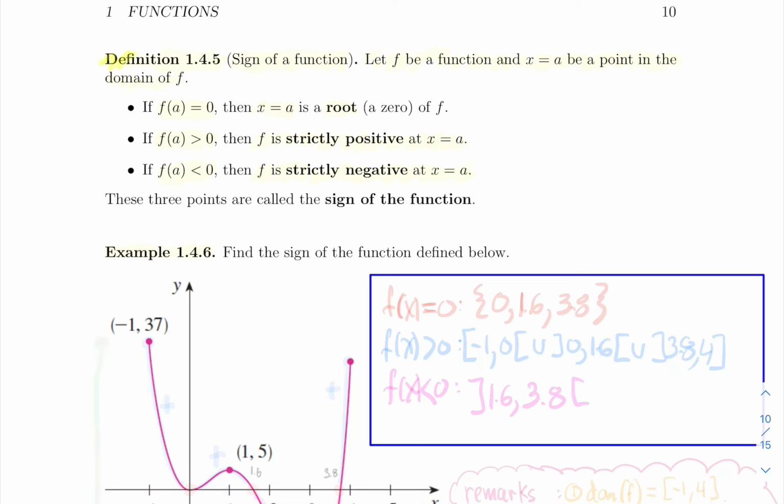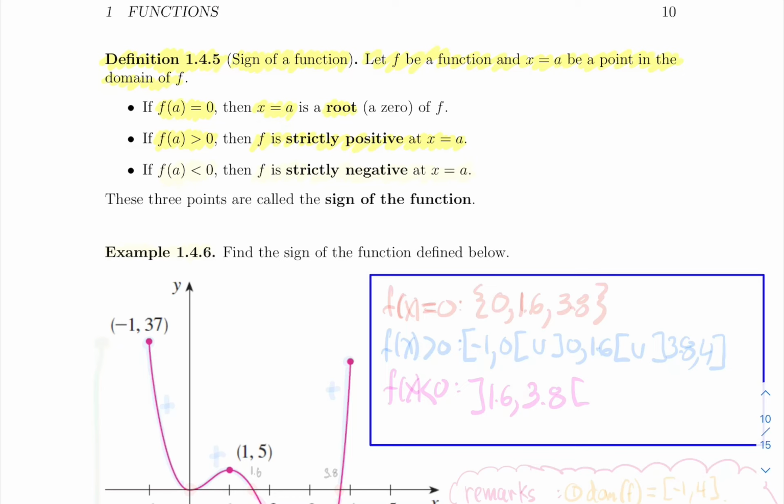So first, definition 1.4.5, we're talking about the sign of a function. Let f be a function and let x equal a be a point inside the domain of f. If the value of that function at a is equal to 0, we say that a is a 0 or root for the function. If the output at a is strictly bigger than 0, we say that f is strictly positive at x equal a.